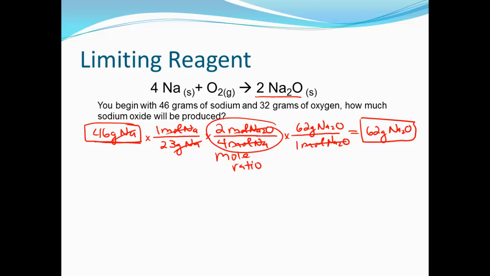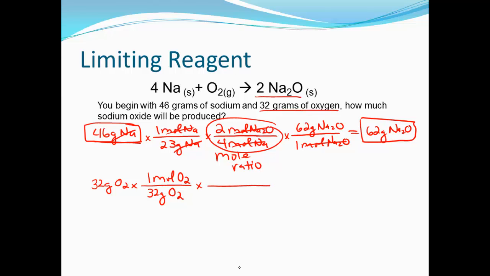That's one part. That's how much sodium oxide the sodium will produce. But we were also given 32 grams of oxygen, so we need to see how much sodium oxide the oxygen will produce. Start with your 32 grams of oxygen. We've got our balanced equation. We need to think in the unit of the mole. So 32 grams of oxygen, this is just the molar mass, is 1 mole of oxygen.